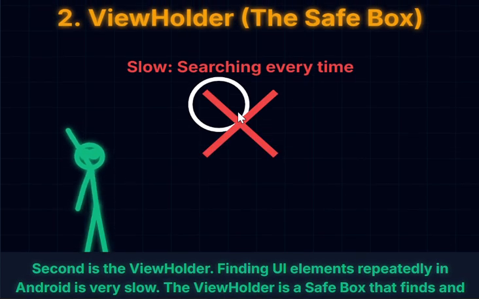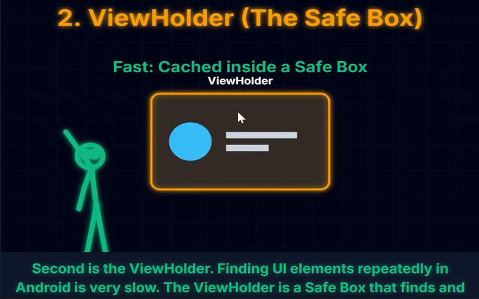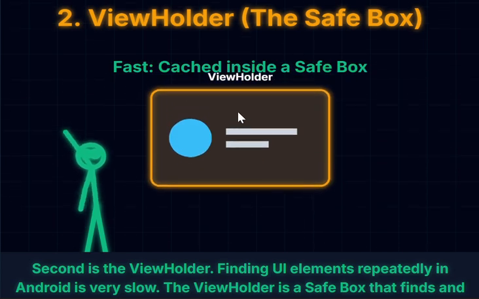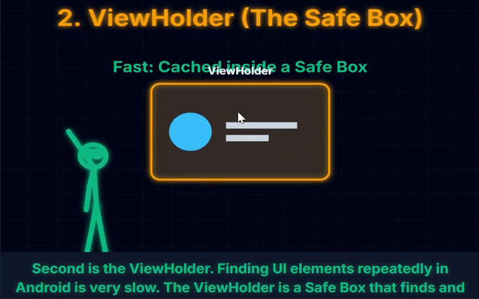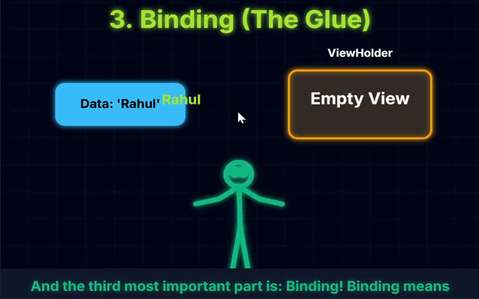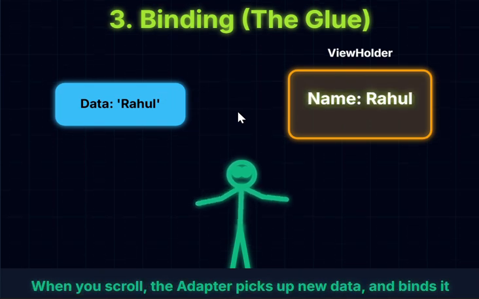Second is the ViewHolder. Finding UI elements repeatedly in Android is very slow. The ViewHolder is a safe box that finds and saves the UI elements once. And the third most important part is binding. Binding means connecting the data with the view.